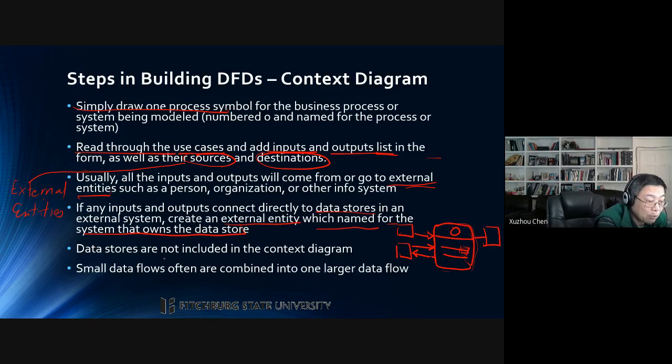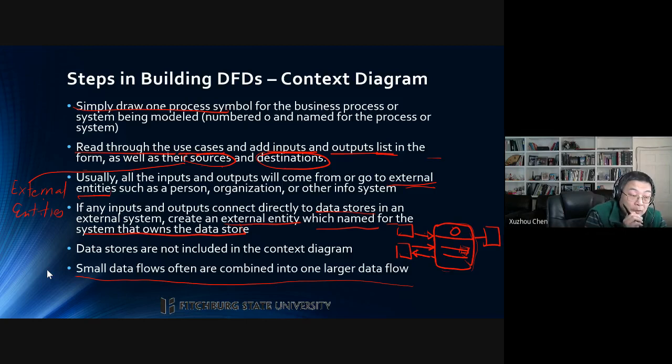Now, data stores are not included in the context diagram, so at this moment you ignore the data store part. And small data flows are often combined into a larger data flow. For example, you have a whole bunch of communication between the patient and the system. In the context diagram, instead of drawing each individual data link, you may combine them into a giant one. But then you can split later on.